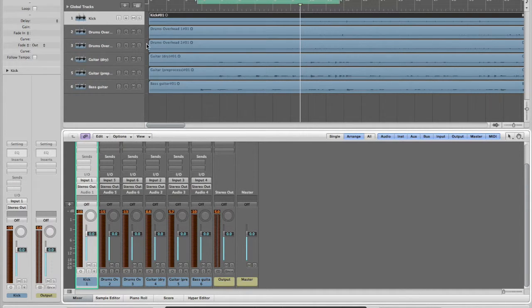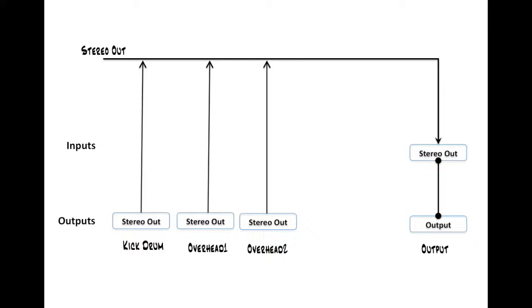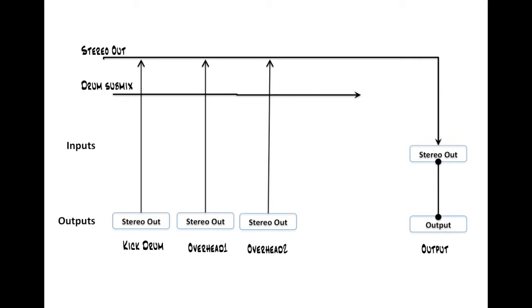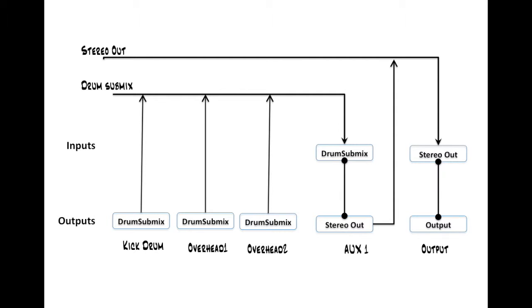The drums were recorded on 3 separate tracks, a kick and 2 overheads, and I want to combine these into a single submix. The outputs to the 3 drum tracks are currently routed to the stereo output bus, which goes to the master output channel. To create my submix, I must first create a new bus and call it drum submix. I then change the drum channel outputs from stereo output to the drum submix bus, and then create an auxiliary channel that has the drum submix as its input and outputs to stereo out.